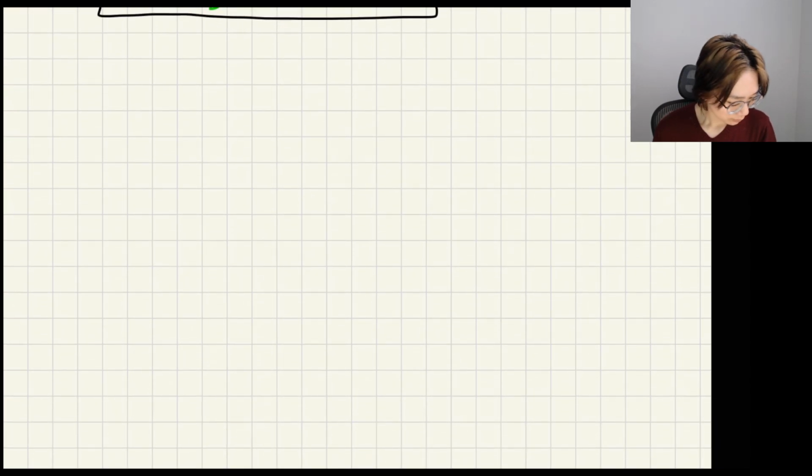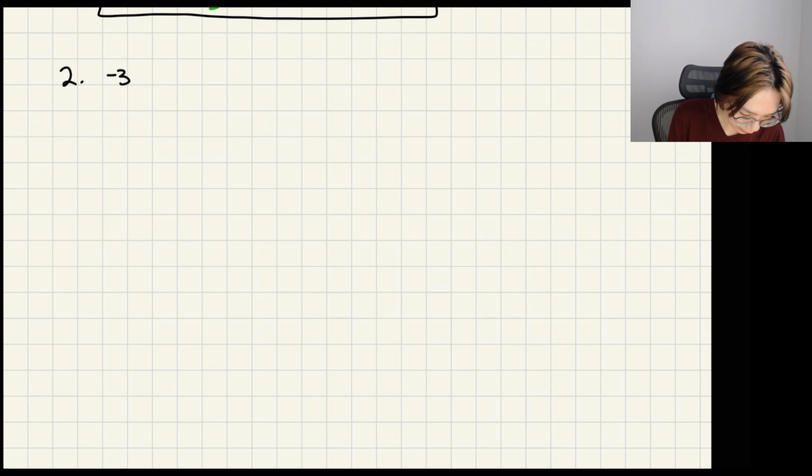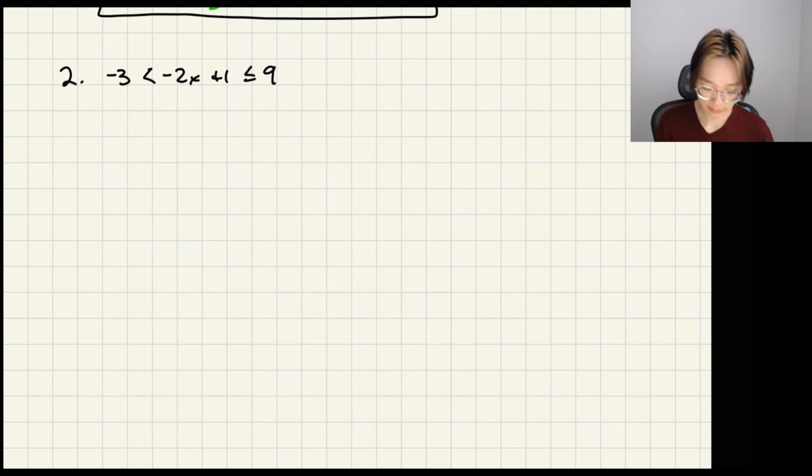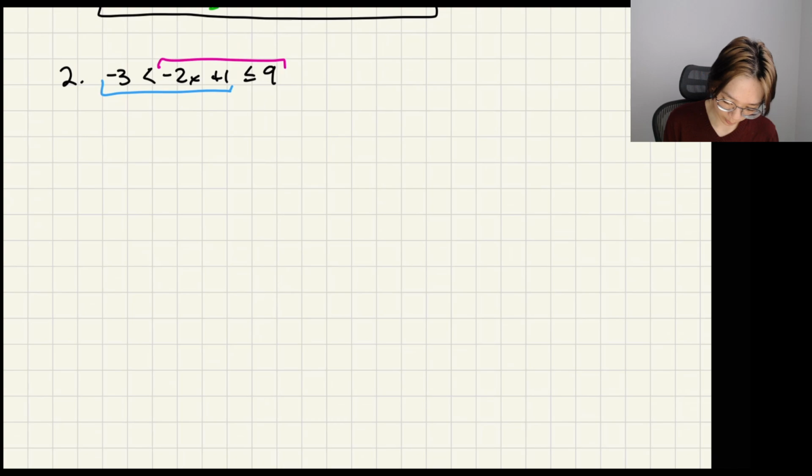Try another compound inequality. We have the second one: -3 is less than -2x plus 1 is less than or equal to 9. Same exact thing. This one also is an "and" because it has two inequality symbols in the same statement, so it's assuming both of them are true at the same time. Split them off into the compound inequalities.